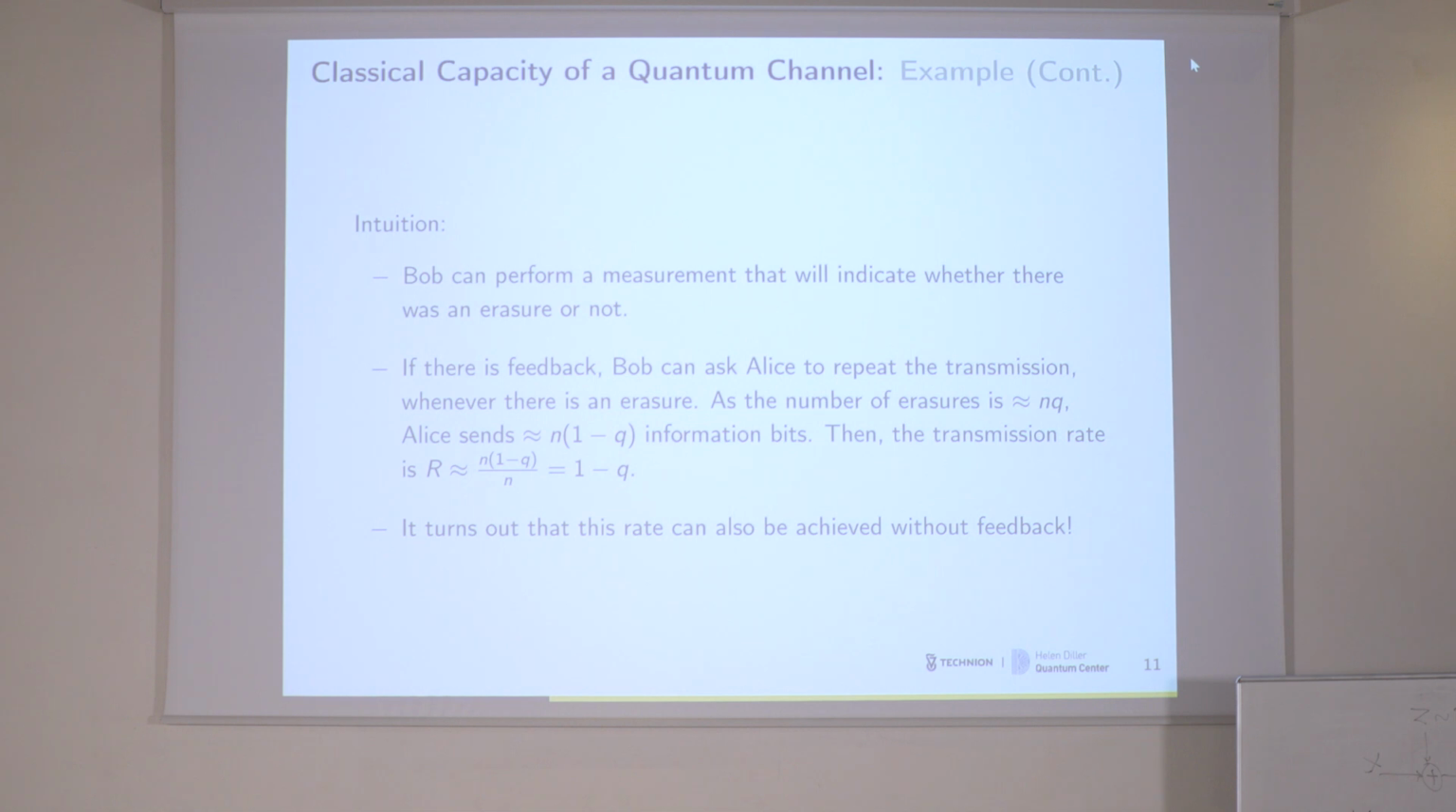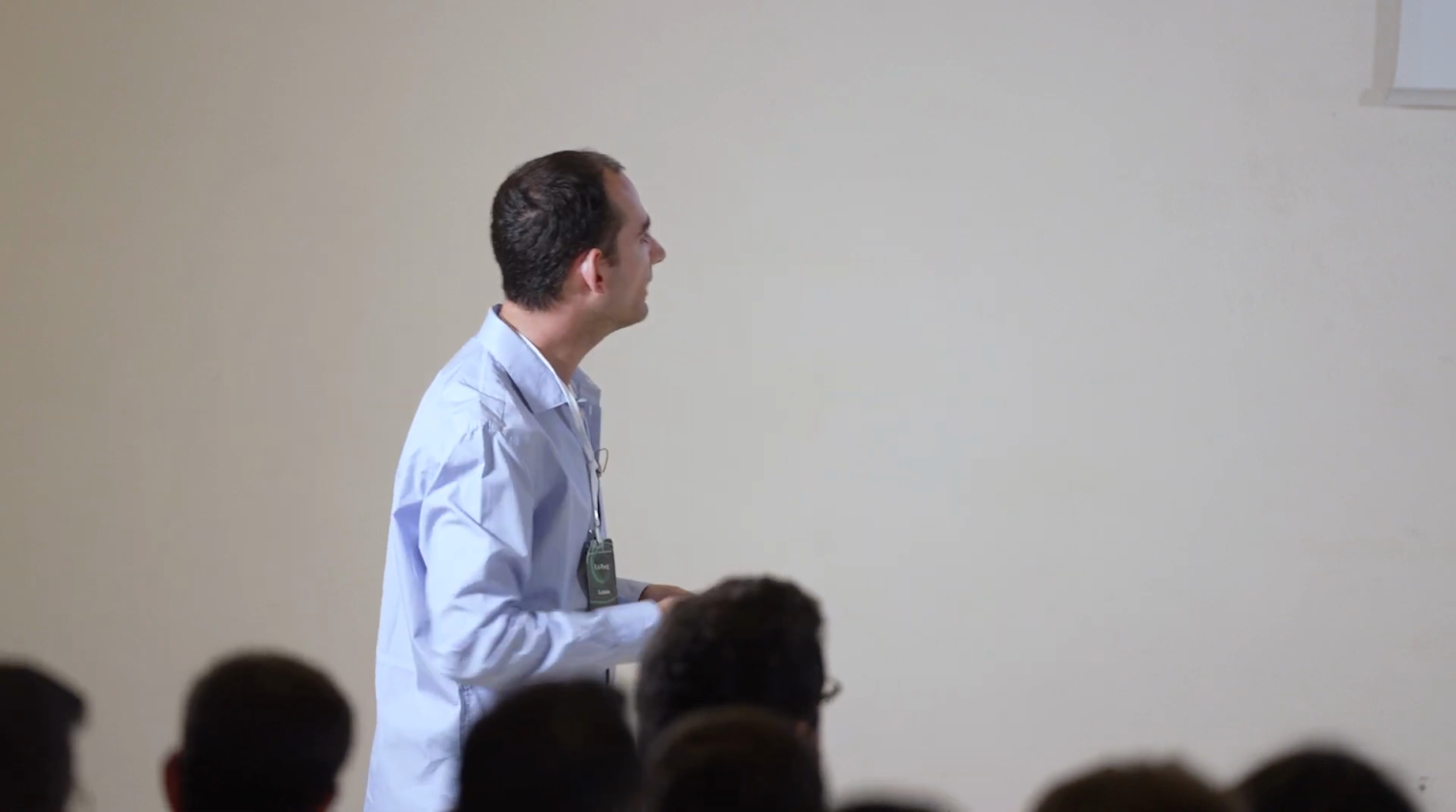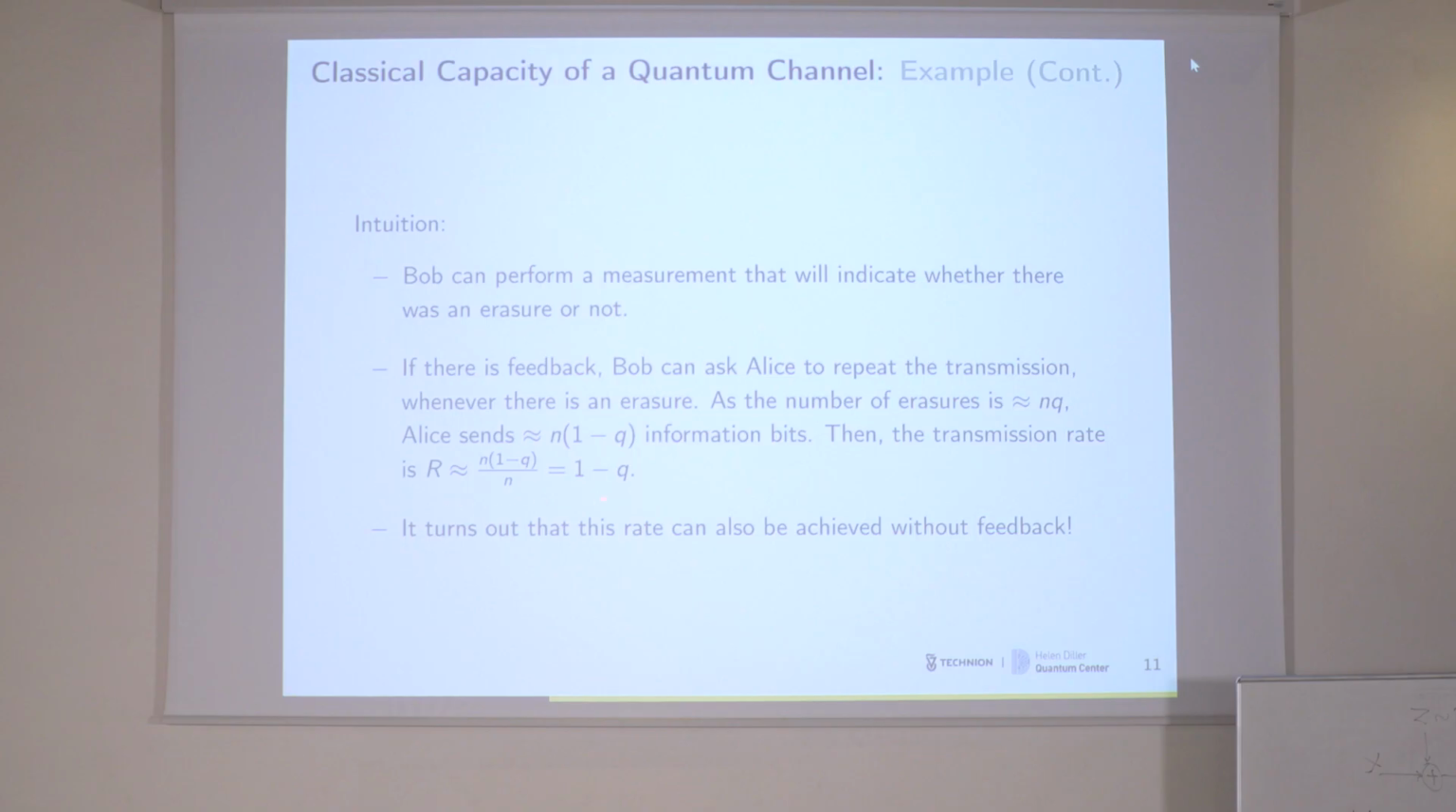Okay, so now, by the law of large numbers, the number of erasures is approximately n times q. q is the probability to get an erasure. And therefore, Alice will be left with n times (1 minus q) information bits. The rest of the block will be all repetitions of the same information bits. Okay, so what would be the rate? The rate would be 1 minus q, right? Again, I normalize, divide by the code length.